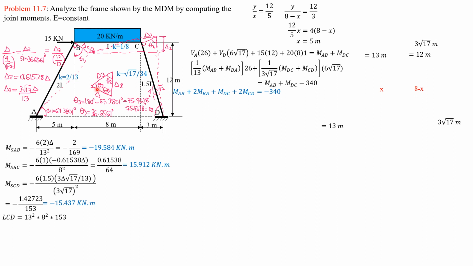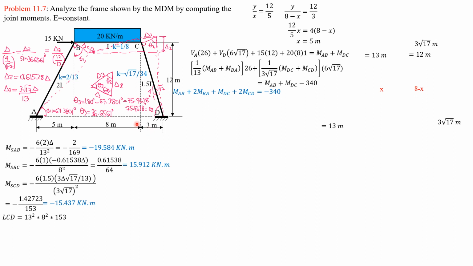And sine of theta 1 is 12 over 13. The length is 13. So slope 12 vertical, 5 horizontal, 13 hypotenuse. So sine of theta 1 is 12 over 13. Therefore, delta 2 in terms of delta is 0.61538 delta. That is sine of 36.6561 all over 4 over square root of 17. This is the decimal equivalent. Delta 3 is 12 over 13 over quantity 4 over square root of 17. So delta 3 is 3 square root of 17 delta over 13.